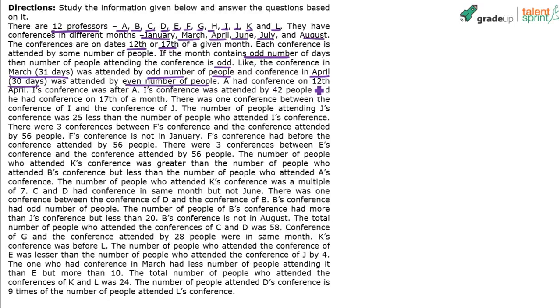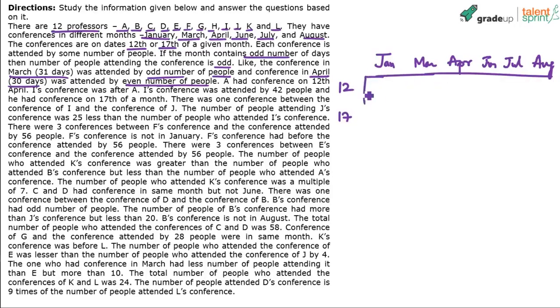And I think from here onwards the data starts. Like A had conference on 12th April, I's conference was after A, and so on. So what we'll do is first understand that there are 6 months: Jan, March, April, June, July, August. These are the 6 months. And there are 2 slots. What are the 2 slots? 12th of the month or 17th of the month.